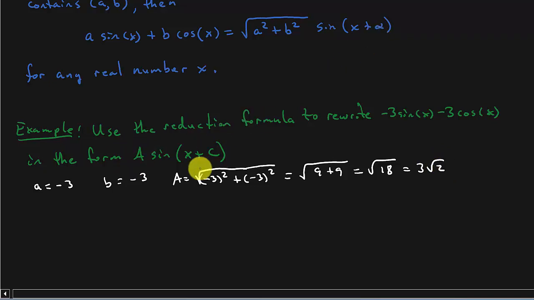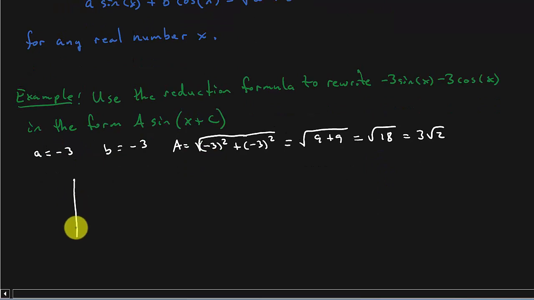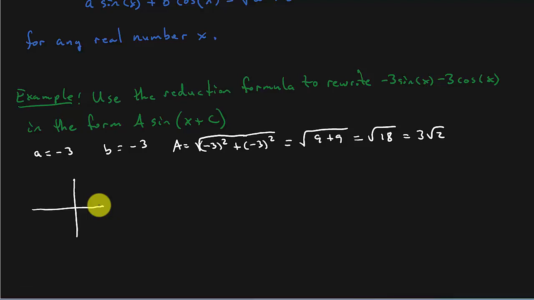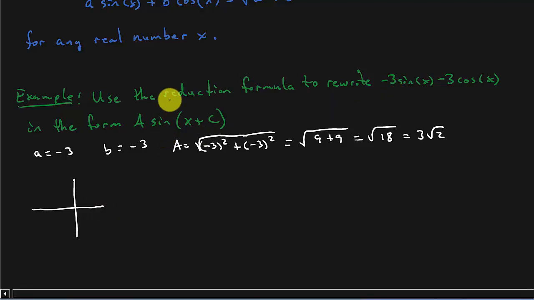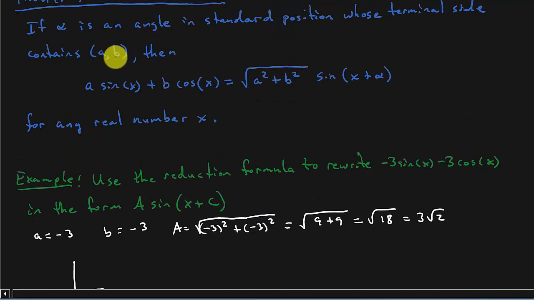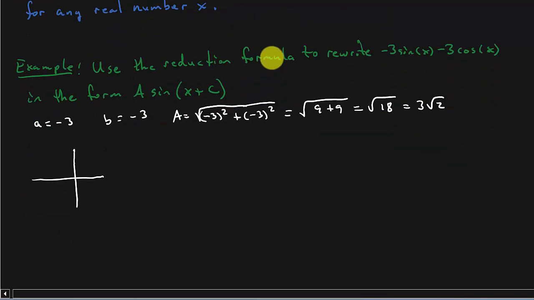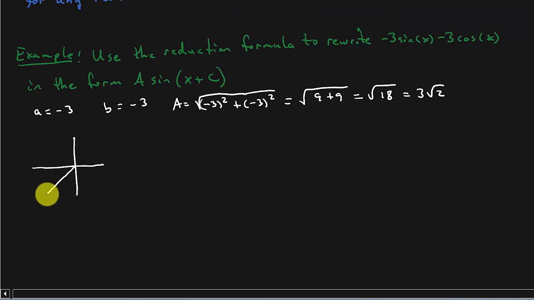And now we need to get alpha, which they're calling C in this problem. Well, if we plot the point -3, -3, because it says the point AB, that's your point AB. That is right here. That's a point right there. And we need this angle here. This is -3, -3.